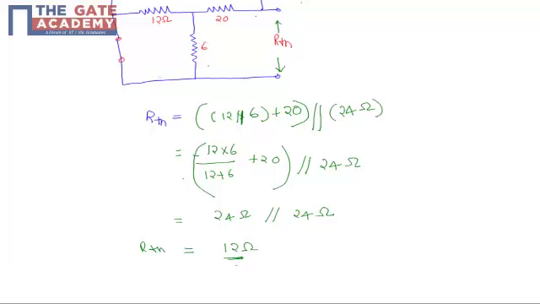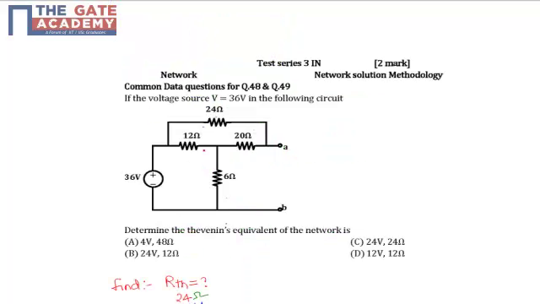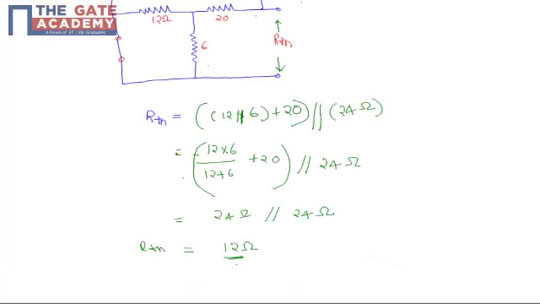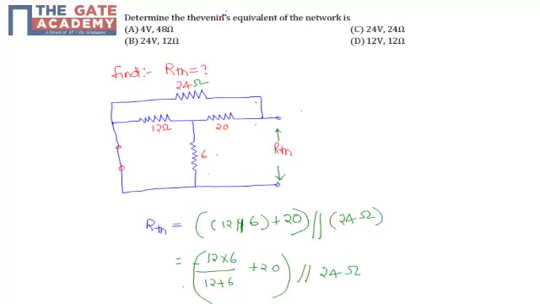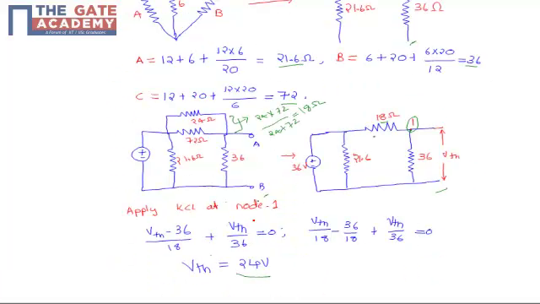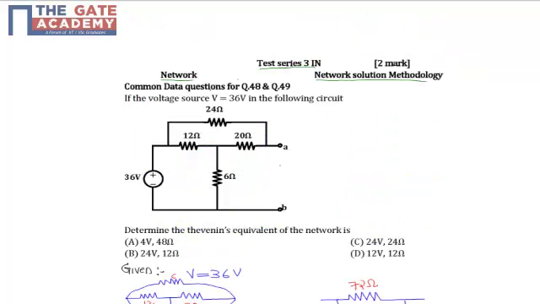In the given question, the load resistance is 12 ohms. So we know RTH is 12 ohms and VTH is 24 volts. Then the Thevenin's equivalent of the network is 24 volts and 12 ohms, which is option B. In this session, we have studied how to calculate the Thevenin's equivalent of the network shown above. Thank you.